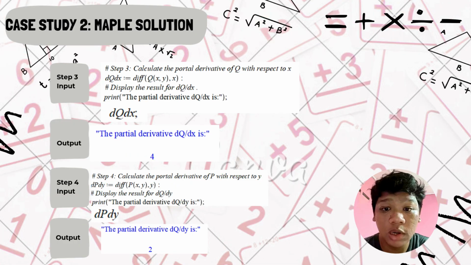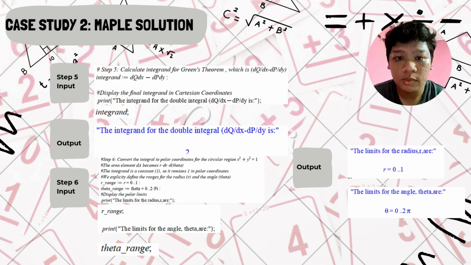Next, in step 3, we calculate the partial derivative of Q with respect to x, and we get 4. We do the same for the partial derivative of P with respect to y, and we get 2. After we compute the partial derivatives, we move to step 5, calculating the integrand for Green's theorem, which is dQ over dx minus dP over dy. From the output, we get the integrand for the double integral, which is 2.